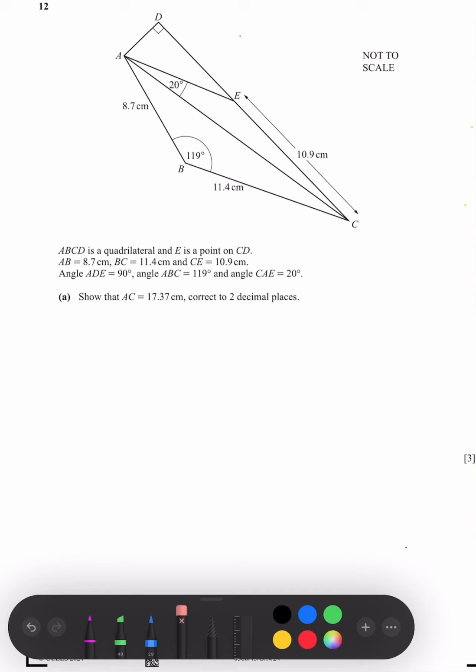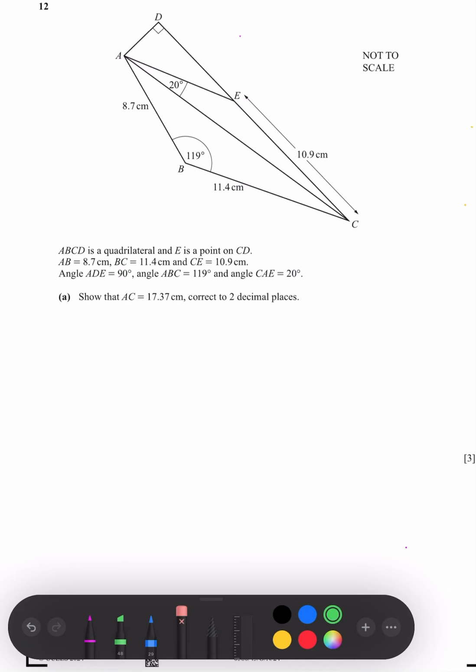ABCD is a quadrilateral and E is a point on CD. AB is equal to 8.7 centimeters, BC is equal to 11.4 centimeters, and CE is equal to 10.9 centimeters. Angle ADE is equal to 90 degrees, angle ABC is equal to 119 degrees, and angle CAE is equal to 20 degrees. Show that AC is equal to 17.37 centimeters, correct to 2 decimal places.